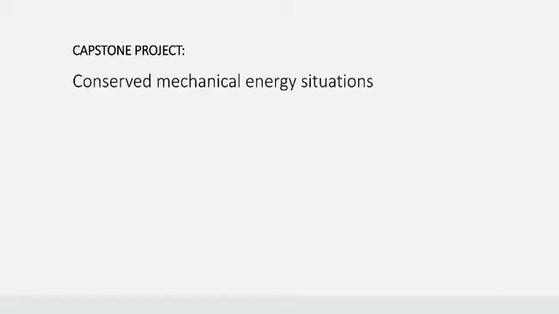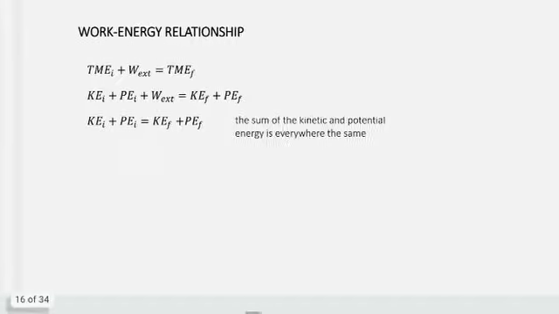Okay, so in this part, we will solve problems in which the mechanical energy is conserved because an internal force is doing the work on the object. When we say the mechanical energy is conserved, that means the TME initial is equal to the final. So remember our equation, di ba? We had TME initial plus work done by the external force equals the TME final.